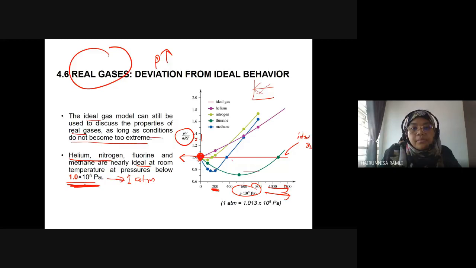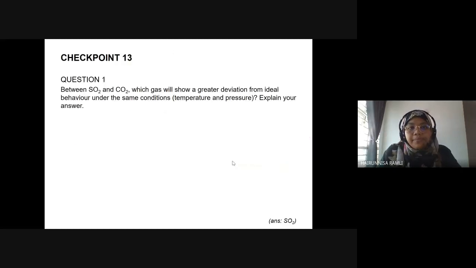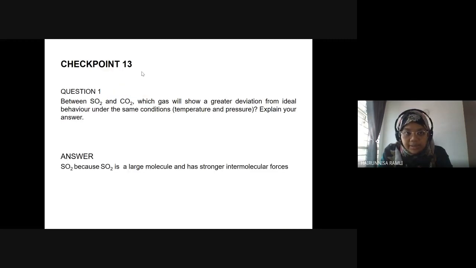Okay. So, look at this checkpoint. Between SO2 and CO2, which gas will show a greater deviation from ideal behavior under the same condition? Temperature and pressure. Explain your answer. Okay, tak apa. Jawapan kan dah ada kat situ SO2. Tapi, yang ni lebih baik kita discuss sama-sama lah. The answer is SO2. Why? Because SO2 is a large molecule and has stronger intermolecular forces. So sebenarnya benda ni you have to know that.